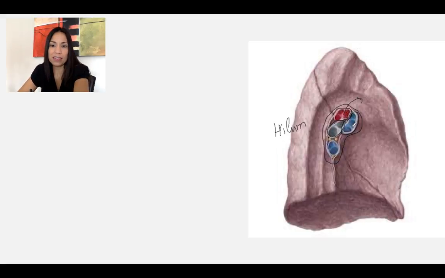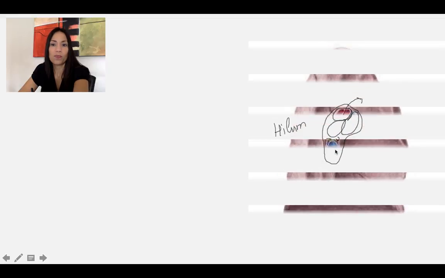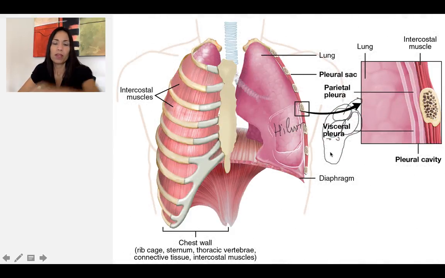And all of these blood vessels and the bronchus, and also we have the nerves, branches of the sympathetic and parasympathetic nervous system. All of that package is called the root. The root. Okay.